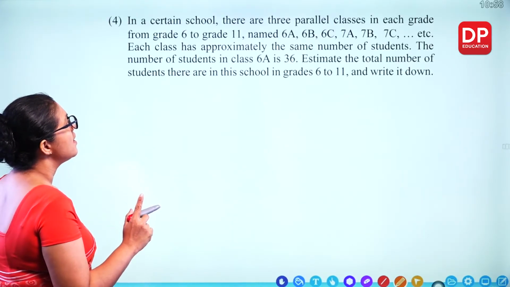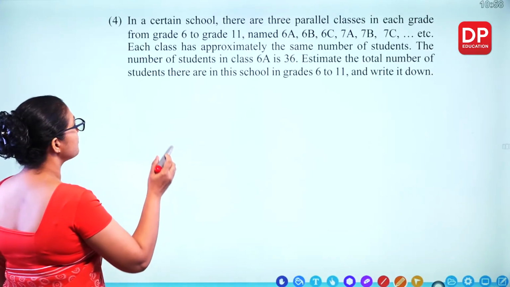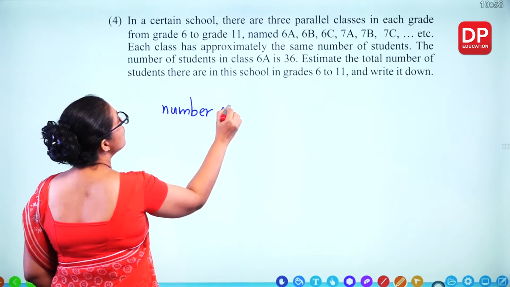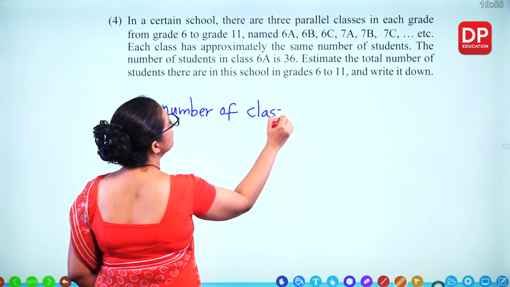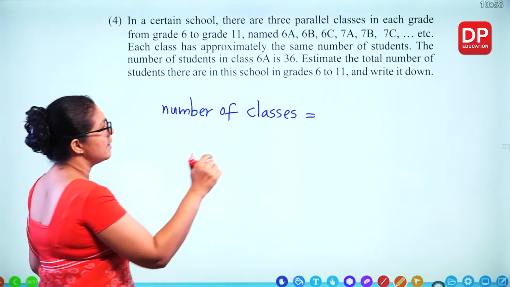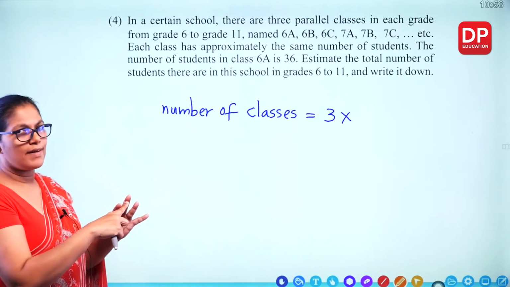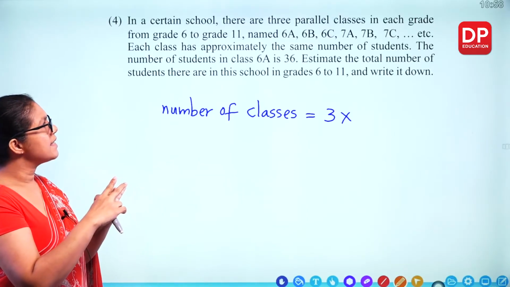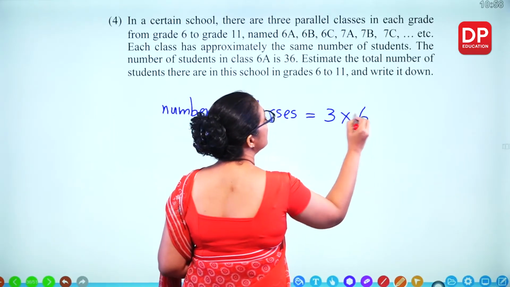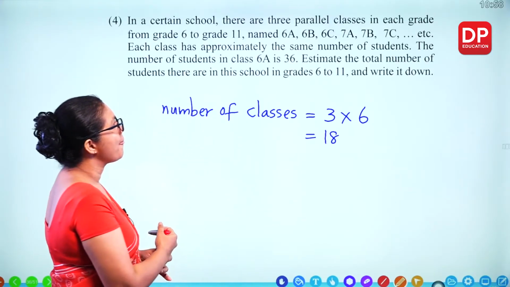So first, how many classes altogether? Number of classes. Each grade has 3. How many grades? 6 to 11. 6, 7, 8, 9, 10, 11. 6 grades are there. So 6 times 3, 18 classes are there.